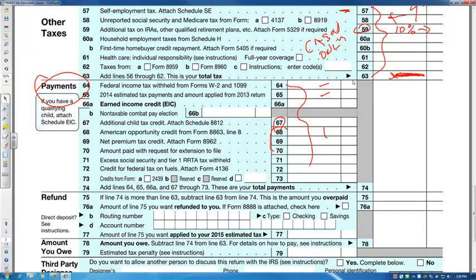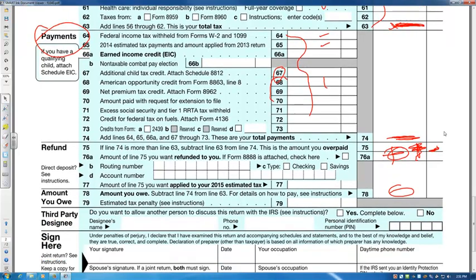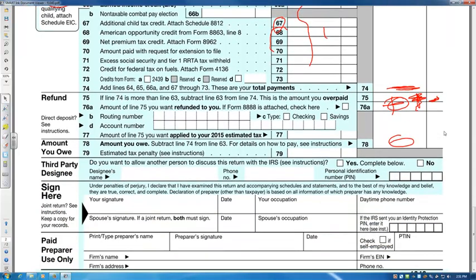And then once you get your total payments, it's either going to be plus or minus. You're going to either have a refund or you're going to owe the government. You owe it or you get a refund. So this is where you net out what your tax due or refund will be.